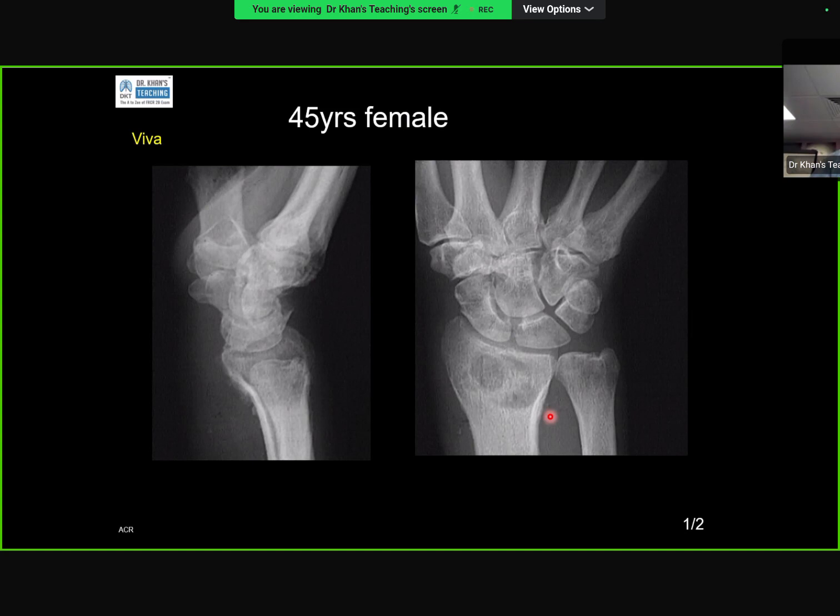I asked you any other differential, and you're saying that there might be something else also? What do you mean? Multiple myeloma. Good, well done, well done.